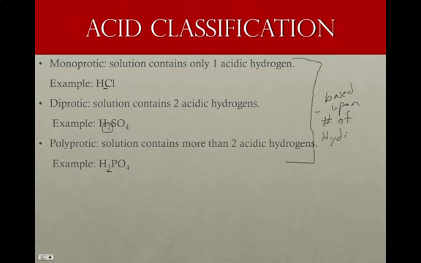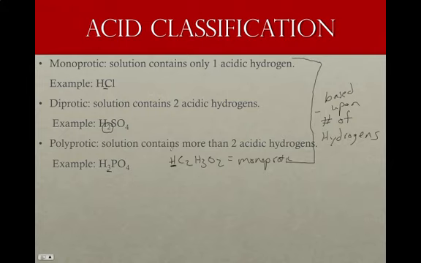And that's acidic hydrogens. So for example, when we looked at acetic acid before, HC2H3O2, this is actually monoprotic because the only acidic hydrogen is out here. These 3 H's are all part of the acetate ion, so they are not acidic at all. It's just this first hydrogen.